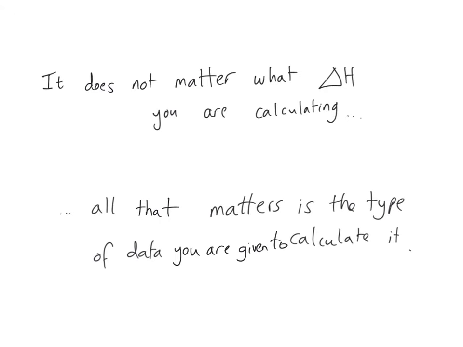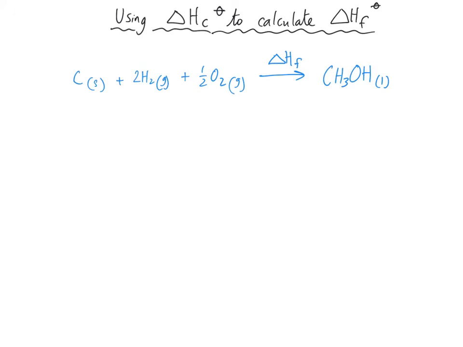And I know I've already said this, but I said I'd repeat it. It doesn't matter what enthalpy change you are calculating. All that matters is the data that you are given to calculate it with. Why do I keep saying it like that? Well, for questions like this. If you are asked to calculate an enthalpy of formation value using an enthalpy of combustion set of data, then things get really confusing because you've got two complicated sounding terms. My advice in this instance would be to get rid of the concept of what you are trying to calculate. We're trying to calculate an enthalpy of formation, but that doesn't matter. That doesn't affect the process that we go through.